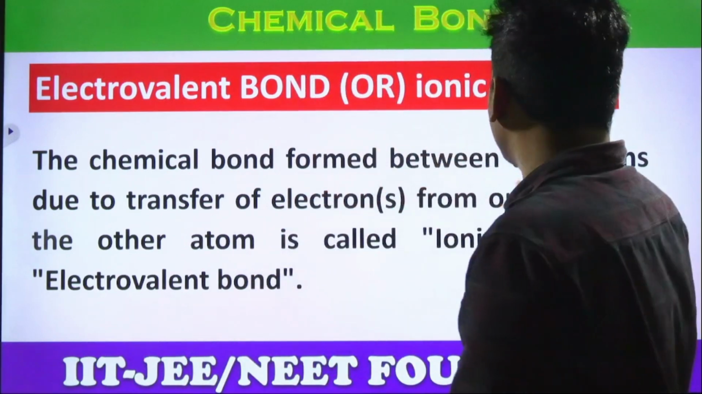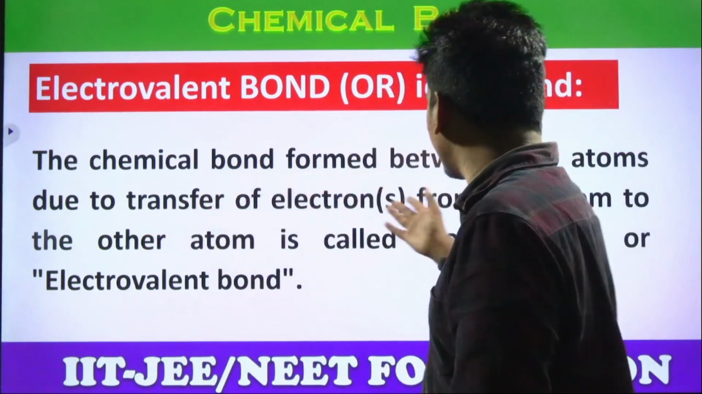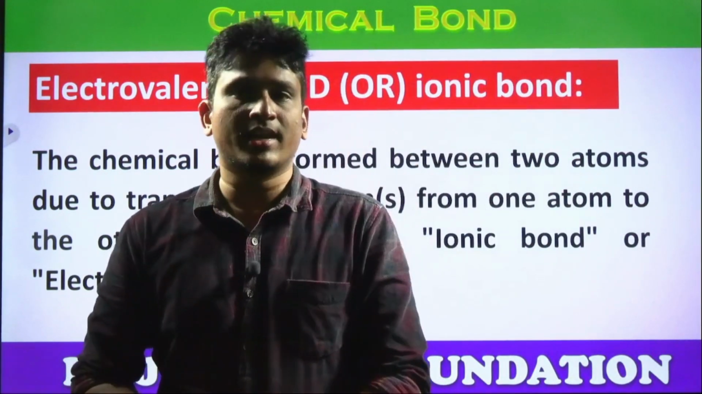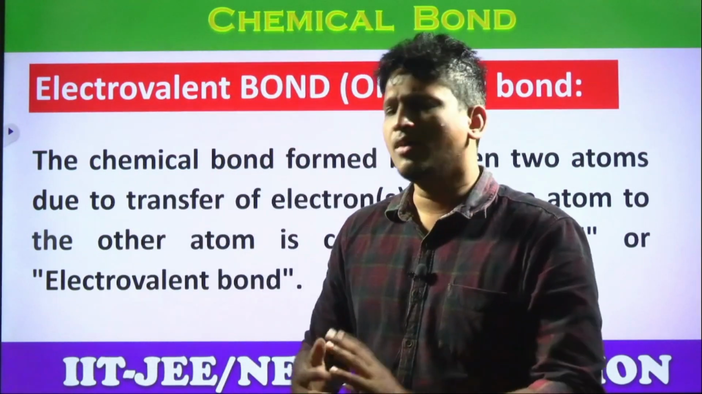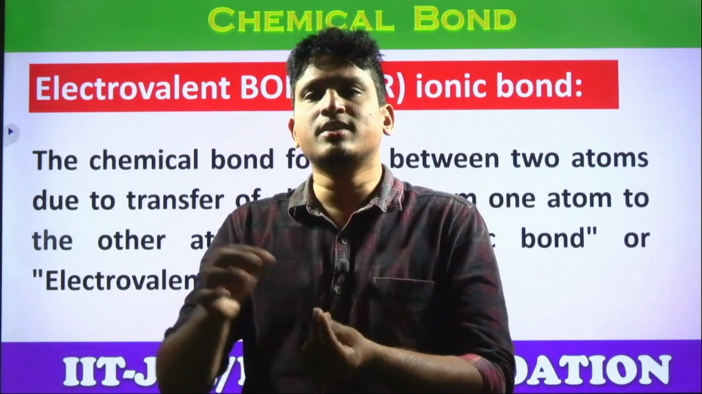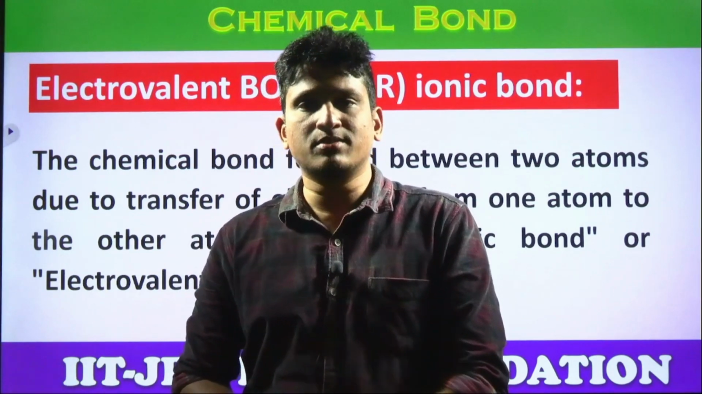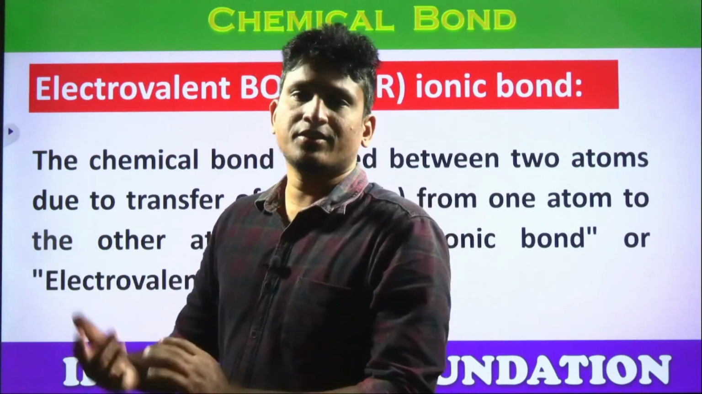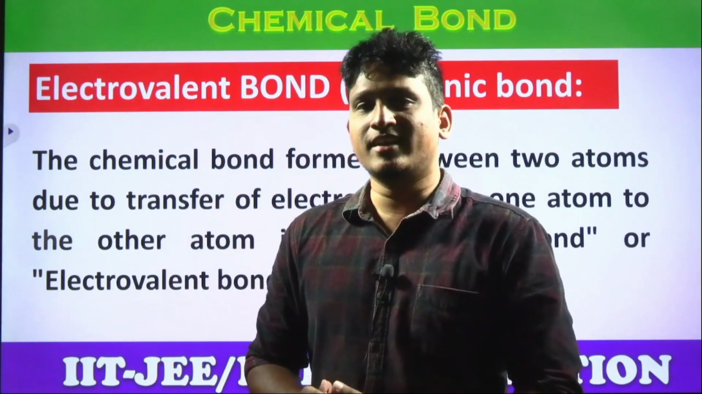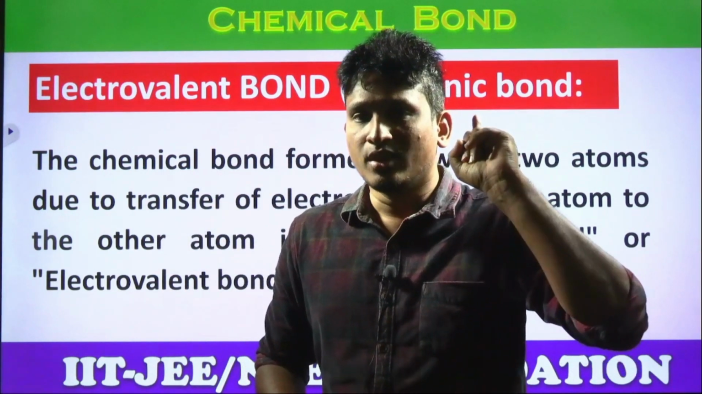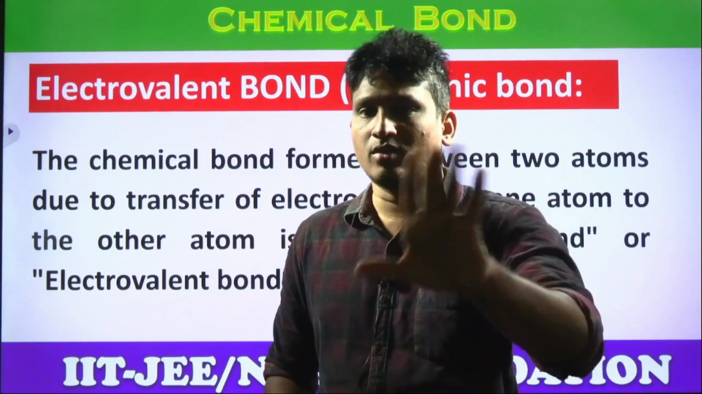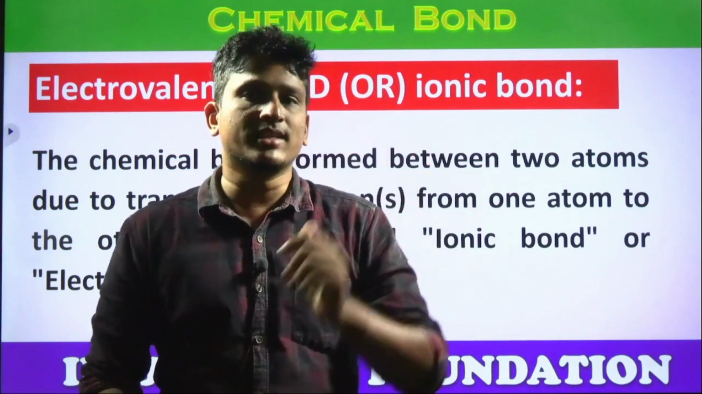The chemical bond between two atoms due to the transfer of electrons from one atom to another atom is called ionic bonding. Yes or no? How does cation formation take place, students? When an atom loses an electron. How does anion formation take place? When another atom gains an electron. Why is this atom losing and why is that atom gaining? Ultimately to achieve stability. What's the meaning of stability? Noble gas configuration, either duplet or octet. Got the clarity?